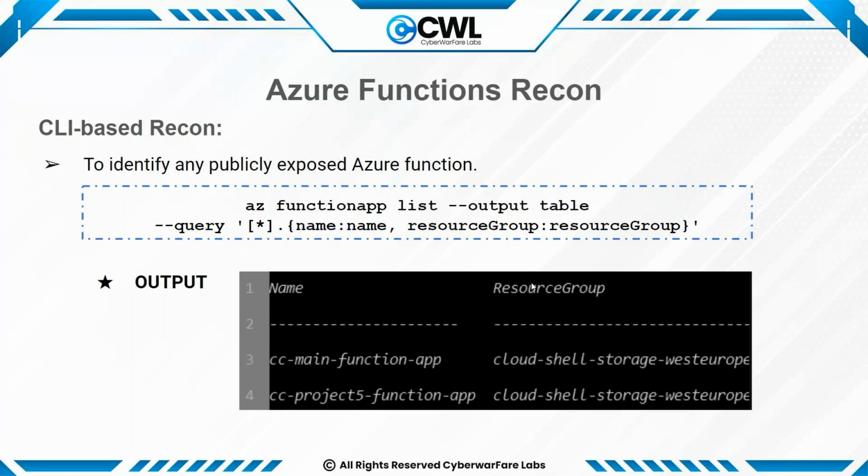This particular command is used to list Azure function apps and their associated resource groups in a tabular format. The sub command function app list is used to list all the Azure function apps within the current subscription. Here you can see the output of this command in the screenshot. It has given a table listing the names of Azure function apps and their associated resource groups.